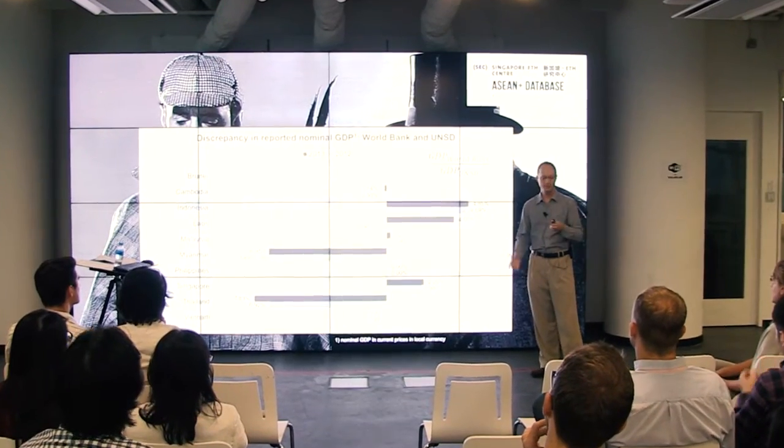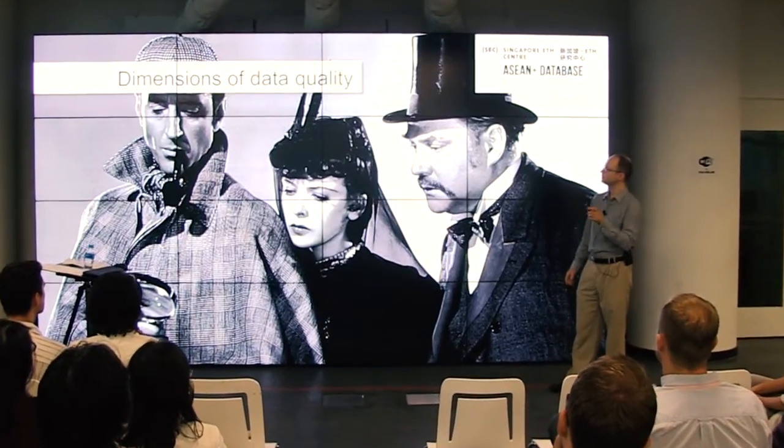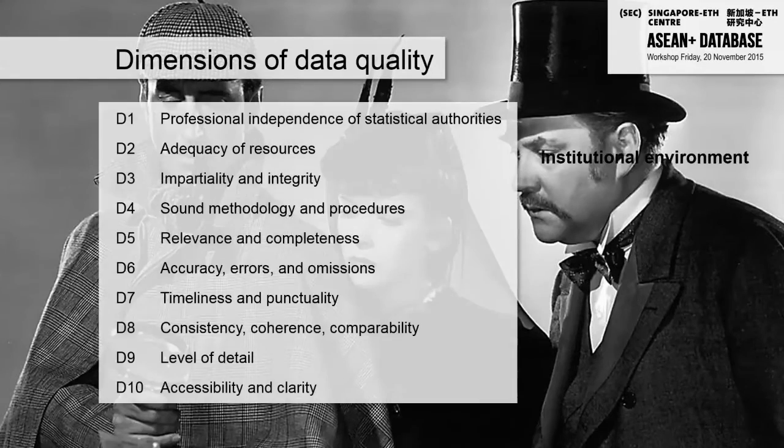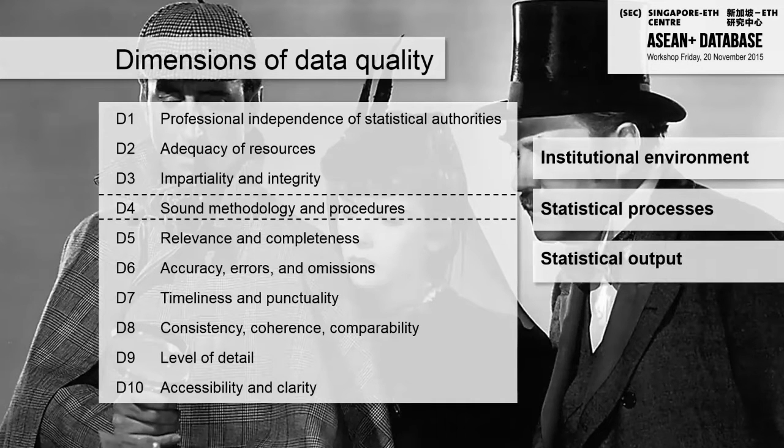We don't quite know. So what I did is I looked into these dimensions of data quality: basically the institutional environment, what is the framework, who's collecting these data, and what are the laws behind the data. Then I looked into the processes that they use. For example, do they have a standard? Do they have standard methods, or can they always change them at will, whatever fits them best? And of course, the statistical output.